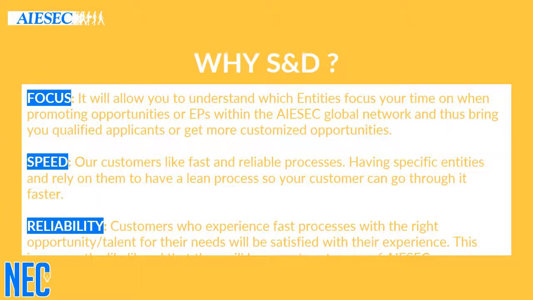So why supply and demand? Supply and demand will enable us to have three main elements. First of all, focus. Second of all, speed. And finally, reliability. When it comes to focus, it will allow us to understand which entities to focus on at which time, which means that we're going to be promoting opportunities for the right people at the right time. When it comes to speed, our customers like a fast and reliable process. So having specific entities to rely on will help us in achieving this fast process, in terms of creating the third point, which is reliability.